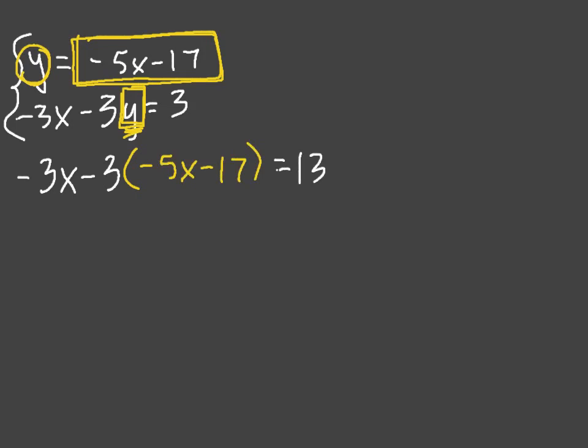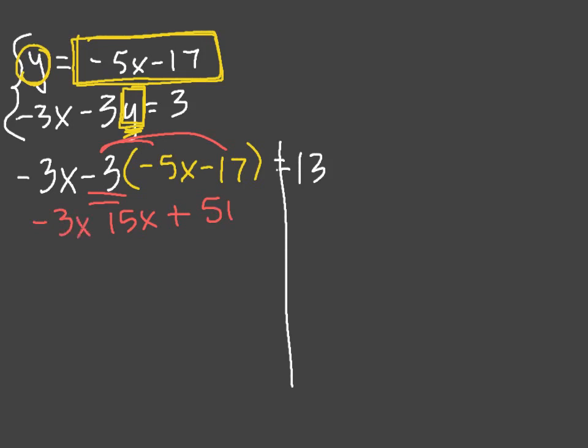Now that's probably the trickiest part of the whole process, understanding how I substituted the top equation into the bottom equation. But now we're just going to solve this problem. We're going to start with the distributive property. Negative 3 times negative 5 is going to be 15x. Negative 3 times negative 17 is a positive 51. Bring the negative 3x in the front down. And then it still equals 3, not 13.